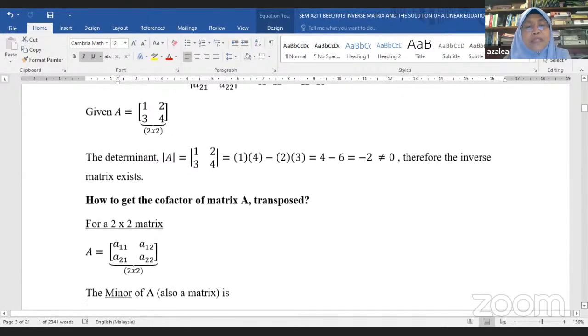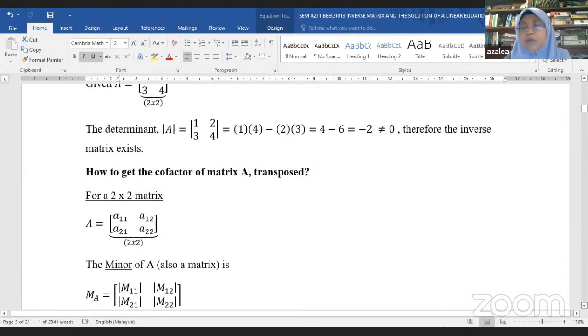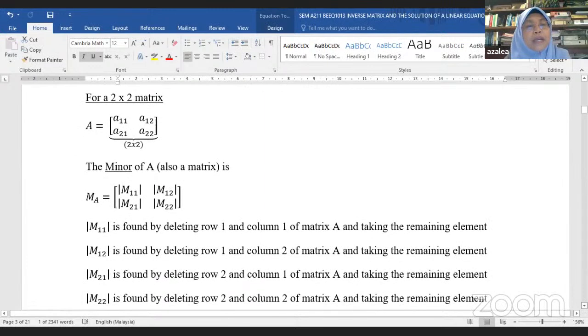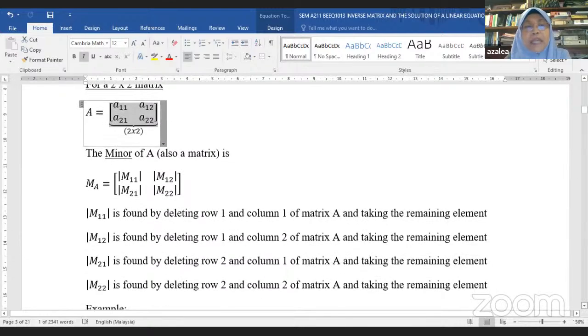To find the inverse matrix, we need another component, which is the cofactor transpose. For a 2 by 2 matrix, we can find the minor first of each element. The minor is obtained by deleting the row and the column where the element is located. For example, M11, the minor of element 11, is found by deleting row 1 and column 1 of matrix A and taking the remaining element. We can do that for the rest of the elements.